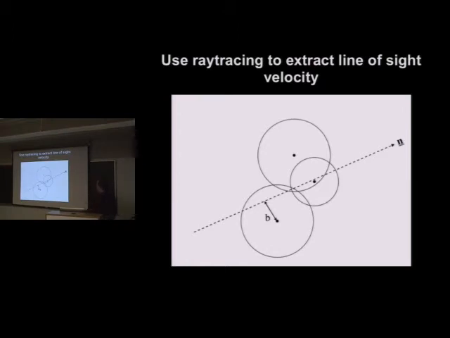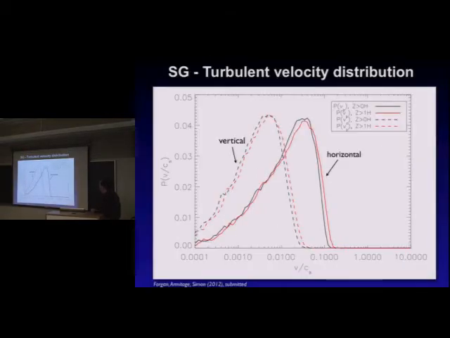In this case, we use ray tracing to extract the turbulent line velocity. Again, I'm not going to go into the details there. This is the same plot as what I showed before, really. The solid lines again are the horizontal turbulent component, and the dashed lines are the vertical. Now, since this is an SPH code, the resolution follows the masses, which is all in the midplane. So we can't go very high above the midplane, unfortunately.